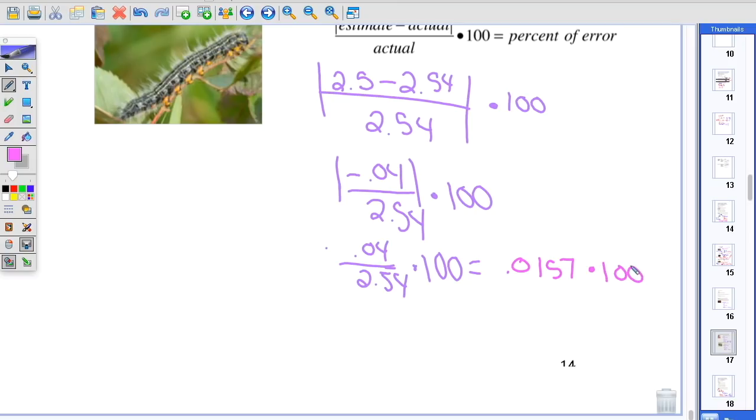We only need to write down 4 places. When we multiply by 100, it moves your decimal 2 places to the right. So it's 1.57, but the directions do say round to the nearest tenth. So it would be 1.6% error.